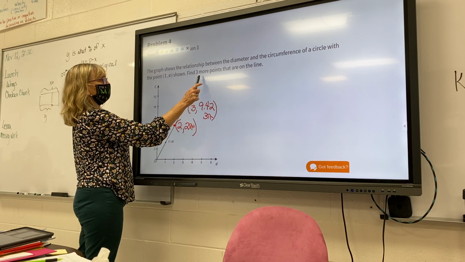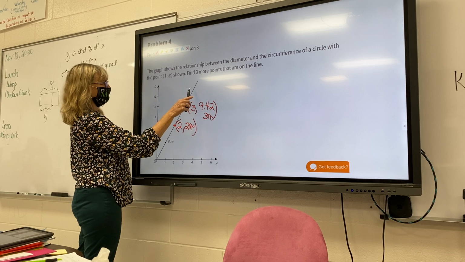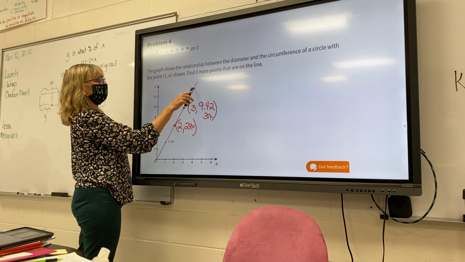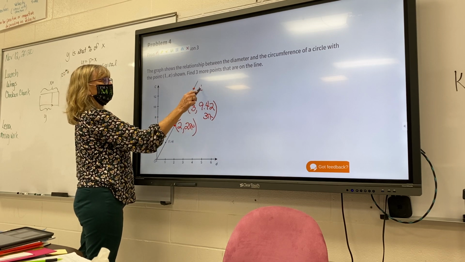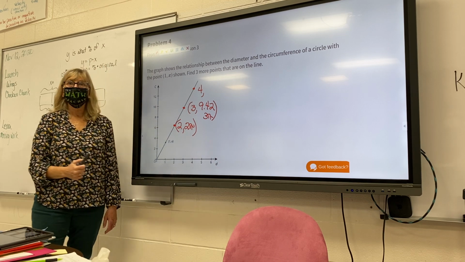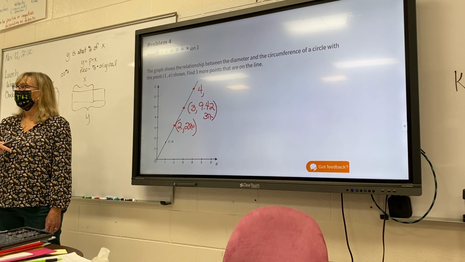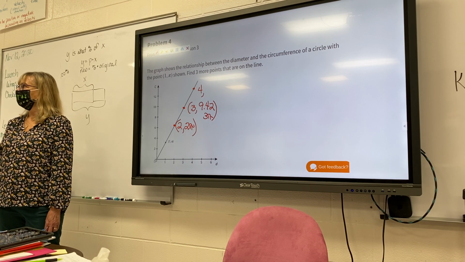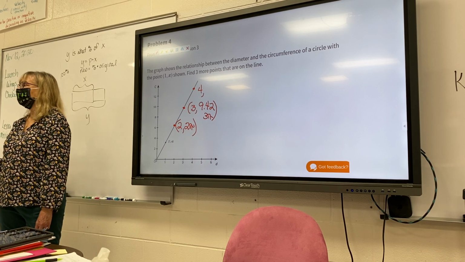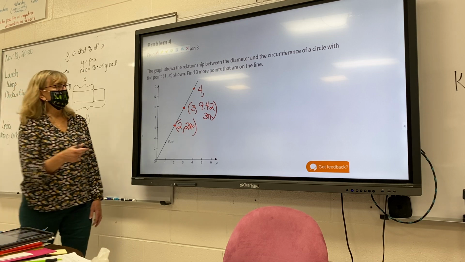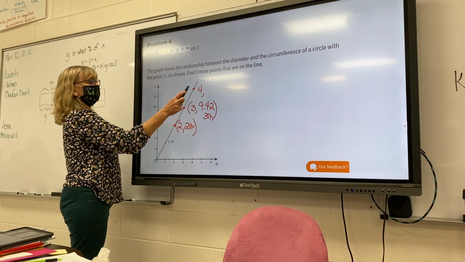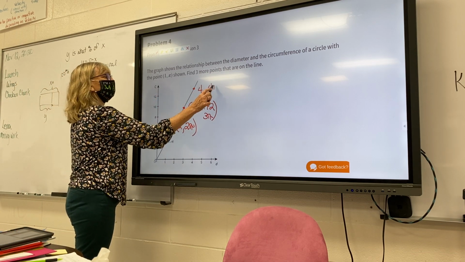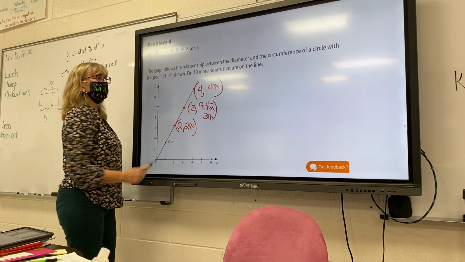5 looks like it runs off the graph. Let's do 4 then. Okay, 4 is about right here. So 4, and remember circumference is pi d, and diameter is 4, so 4 times pi is 4 times 3 plus a little bit more, right? So that's going to be 12 point something. So is that about where we're at? If we wanted to say exactly, it would be 4 pi.